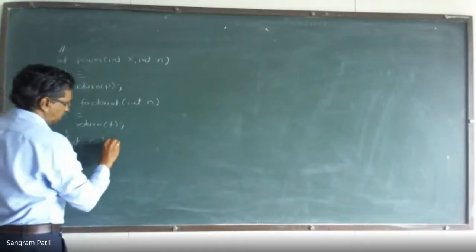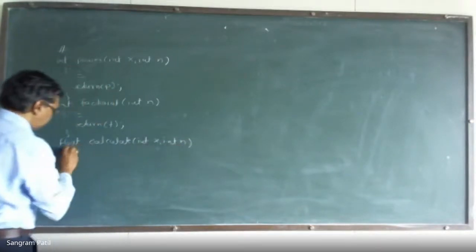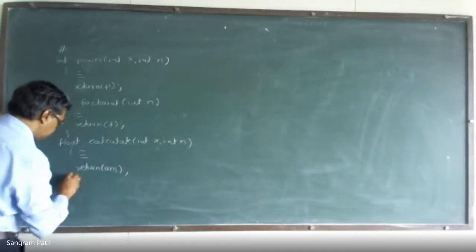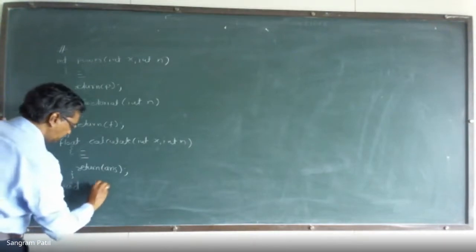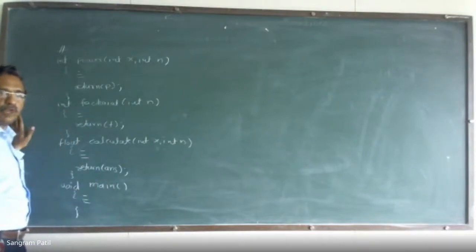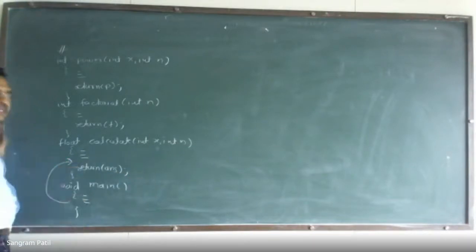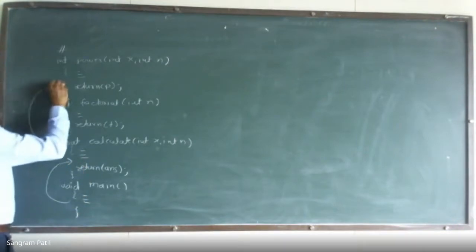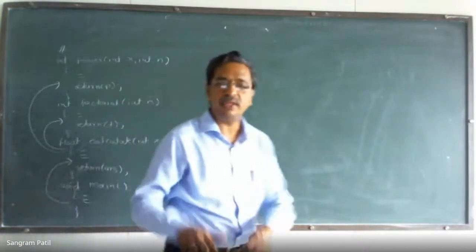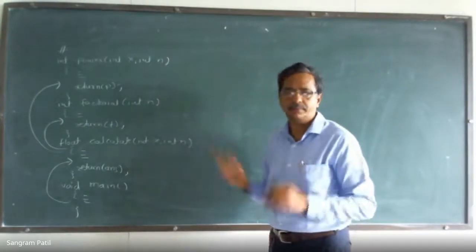Float calculate, integer x comma integer n, return answer, and then void main. This is a simple structure of our previous program. From the main program, we are calling this calculate, and from calculate, we are calling power and factorial. Here, each and every function is present before the calling program, so no problem.